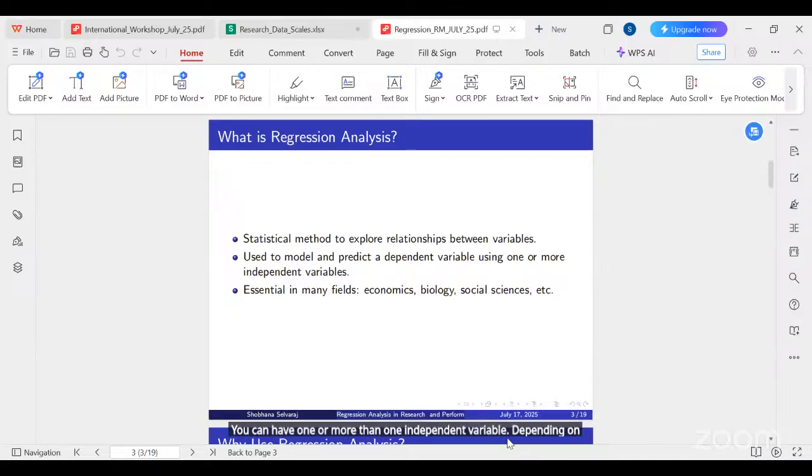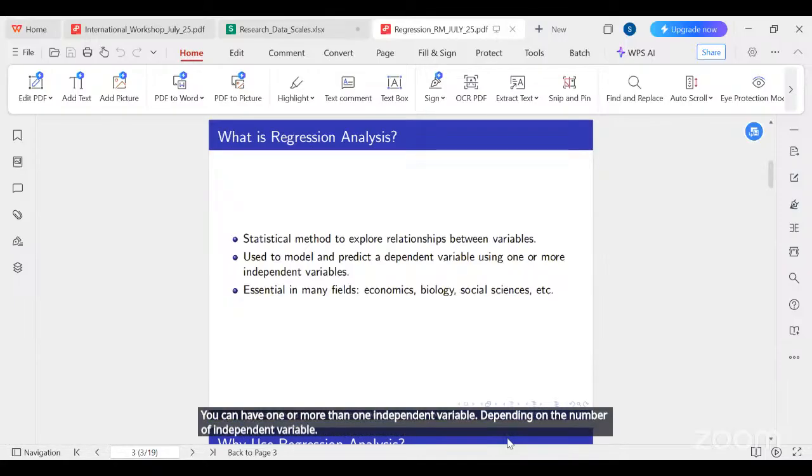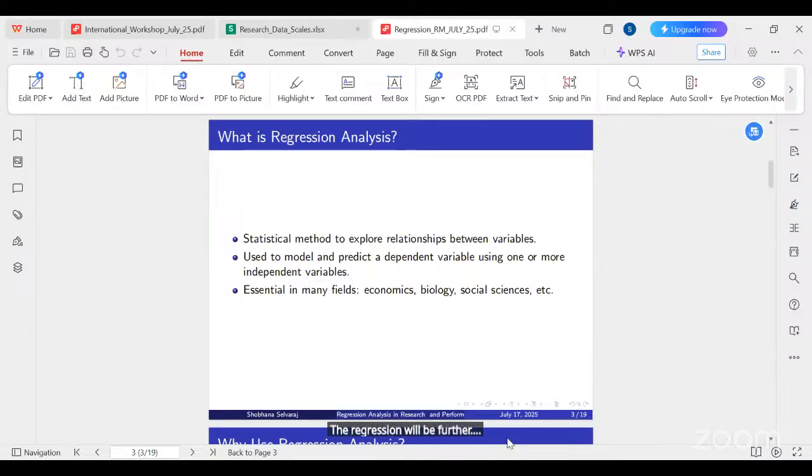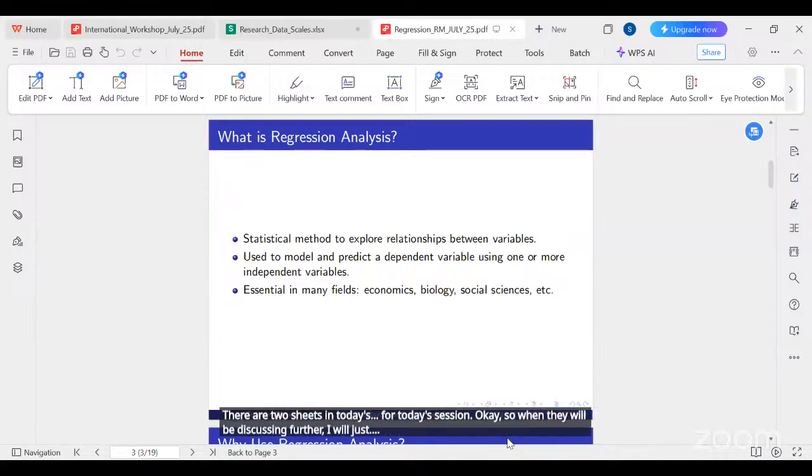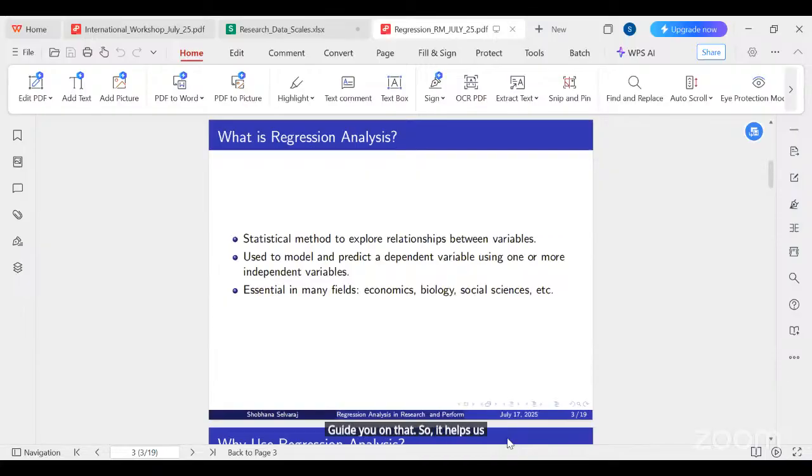Depending on the number of independent variables, the regression will be further called simple linear regression or multiple linear regression. That is why, if you can see in the data set, there are two sheets in today's session. When we discuss further, I will guide you on that. So it helps us model and predict outcomes and is widely used in many disciplines like economics, biology, social science. When I say social science, it covers all the streams, right? To draw meaningful conclusions from the data.